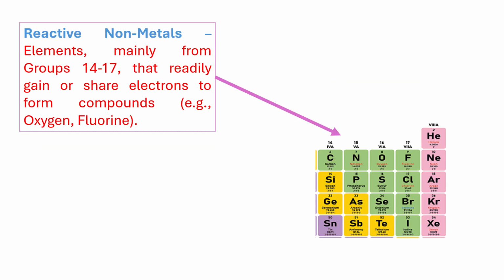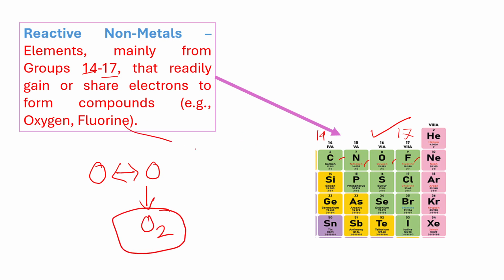And then reactive non-metals. So the green ones present in the periodic table are called the reactive non-metals. For example, carbon, nitrogen, oxygen, and fluorine. And these elements mainly are from group 14 and 17, starting from here 14 and then 17 here, and they readily gain or readily share electrons to form compounds such as oxygen will share electrons with another oxygen and form oxygen O2, oxygen gas, which we inhale. And then fluorine will do the same. Fluorine will share electrons with another fluorine and forms F2, fluorine gas, very easily.